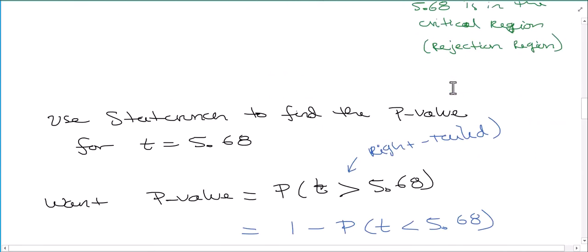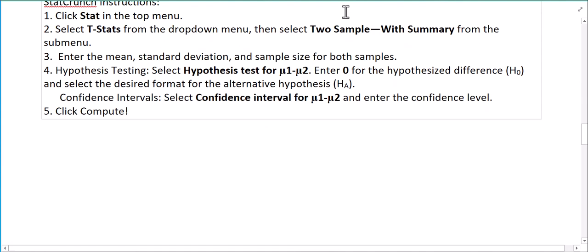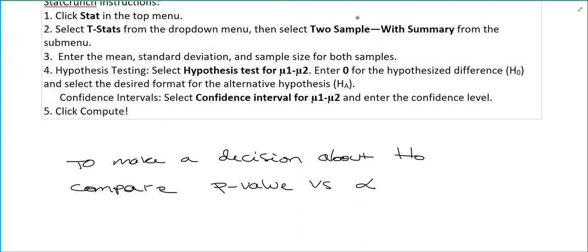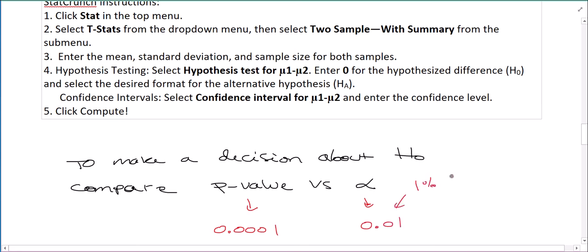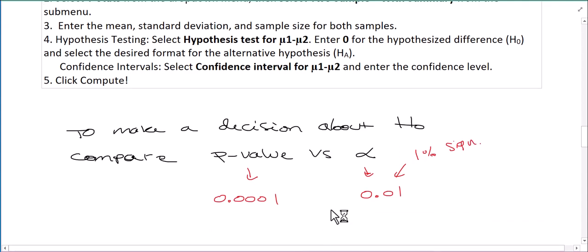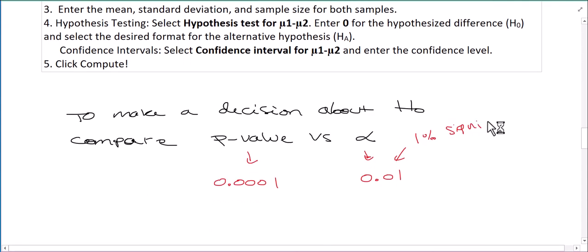How do we decide what to do? So you compare your p-value with your level of significance. So to make a decision about the null, compare the p-value versus alpha. Our p-value, we found it to be 0.0001, and alpha we know was given to us as 0.01, 1% level of significance. So what do we do? Reject or fail to reject? Which one is smaller? Our p-value is smaller, right? So when the p-value is smaller, then we reject the null. So we reject the null hypothesis.